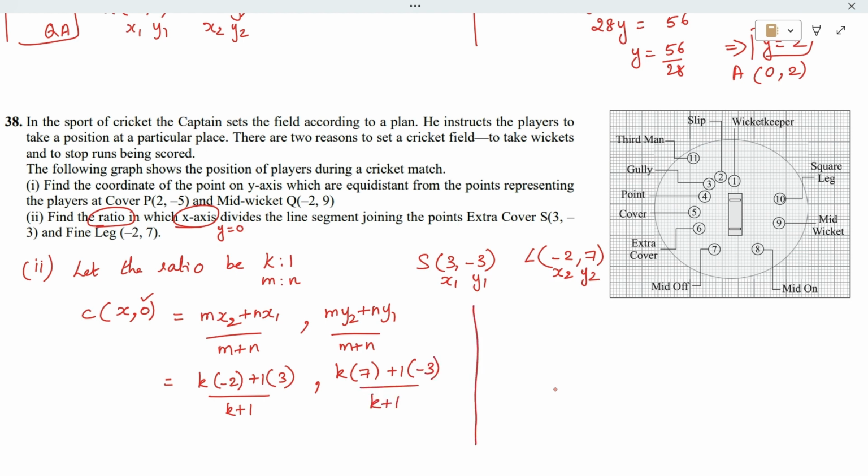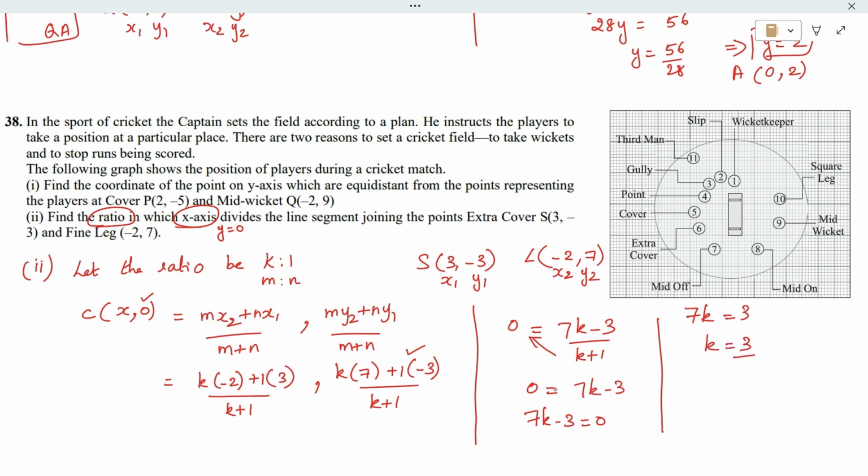It is easy for me if I just take the y coordinate because I already know the value of y as 0. So I'm equating the y coordinate, that is (7 times k plus 1 times minus 3) is minus 3, by k plus 1. Transpose to the other side. So I will get (k plus 1) times 0, which is 0, is equal to 7k minus 3. Or I can just swap it: 7k minus 3 is equal to 0. So 7k is equal to 3. k is equal to 3 by 7.